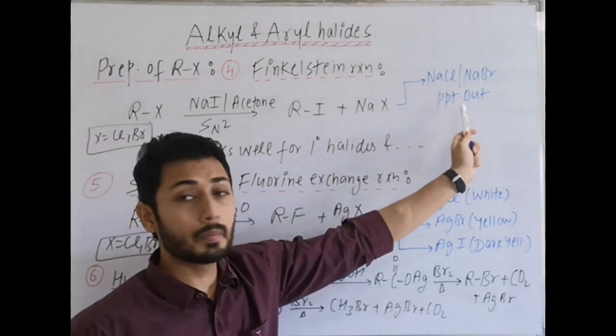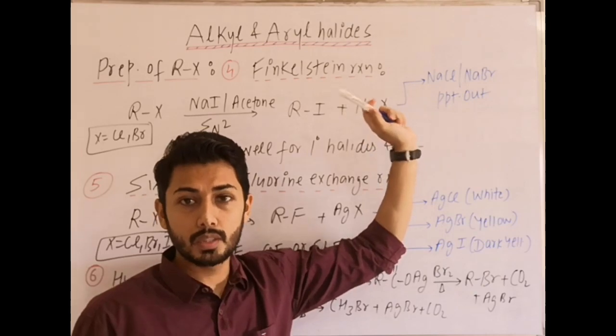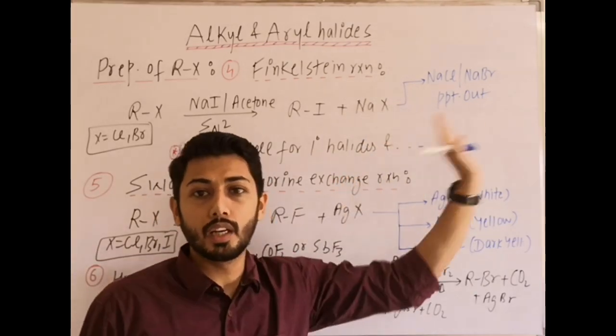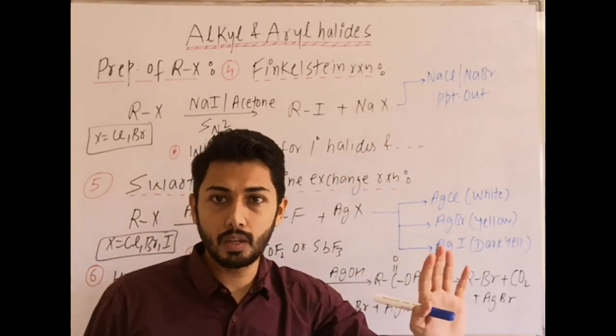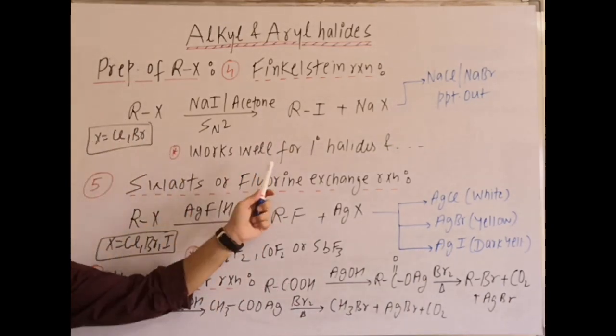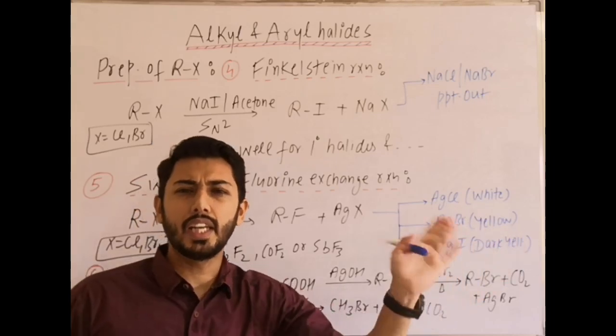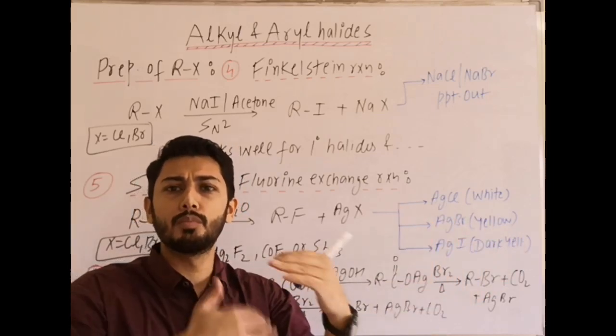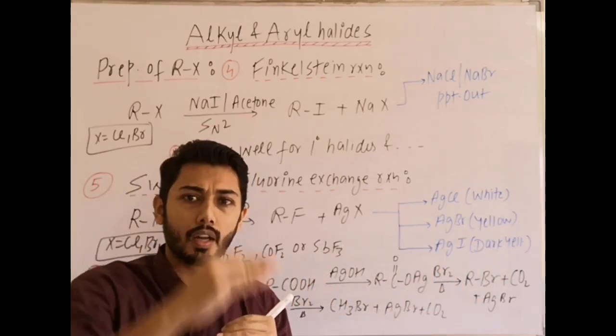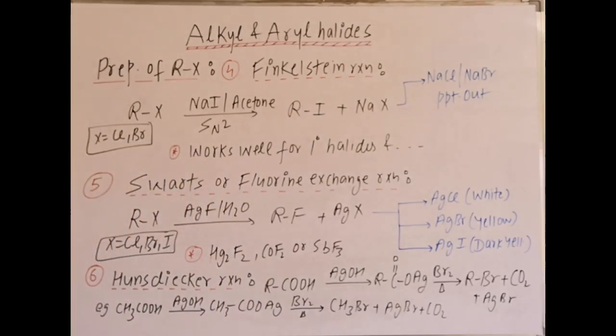NaCl, NaBr precipitate out in acetone. That is why the reaction will shift in the forward direction. It is an irreversible reaction. It works well for primary halides, with tertiary unreactive, and with secondary less reactivity, because we know in an SN2 reaction, as hindrance increases, the reactivity in substitution decreases.